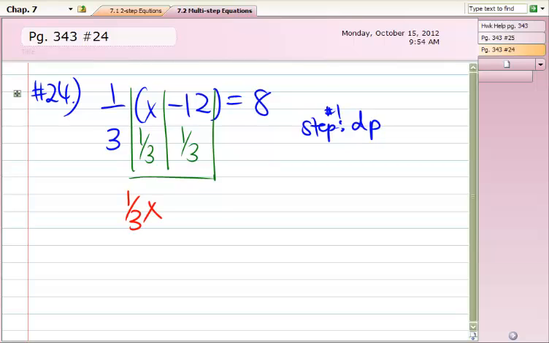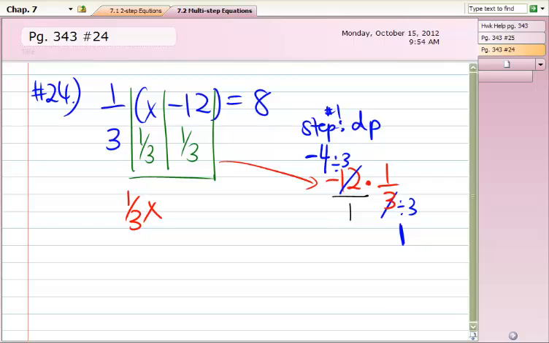Then I'm going to multiply negative 12 times 1/3. I'm going to do that over here on the side. Negative 12 times 1/3. And then I'm going to take negative 12 and write that as a fraction over 1. I'm going to do some cross canceling. So I'm going to take the negative 12 and the 3 and divide both those numbers by the number 3. I'm really just reducing it beforehand. 3 divided by 3 gives me 1. Negative 12 divided by 3 gives me negative 4.